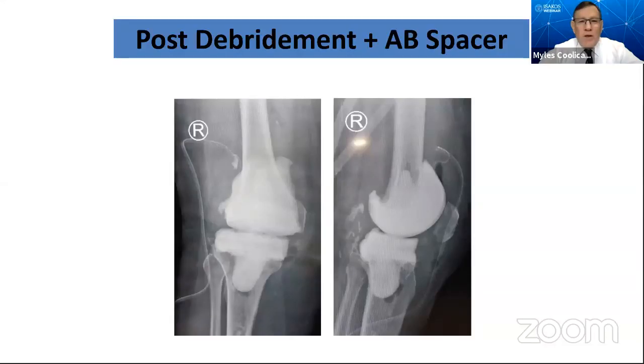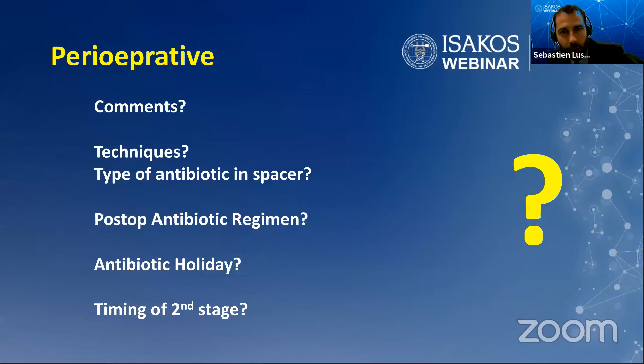So, Sebastian, back to you. Yeah, I keep going. You can see the spacer post debridement. So it's an articulated spacer. You can see that Nico managed to take care of the bone loss on the femur and on the tibia to get a pretty stable spacer. And then a couple of questions: we mentioned the need for an antibiotic holiday and the timing for second stage.